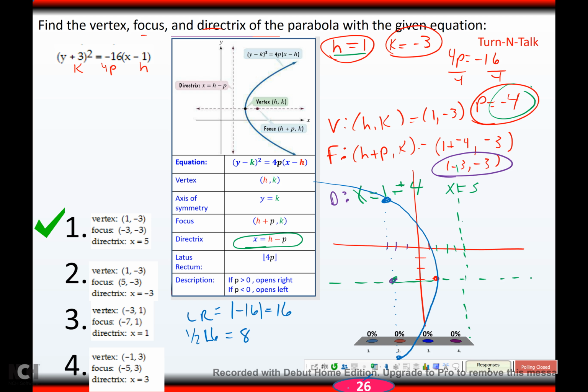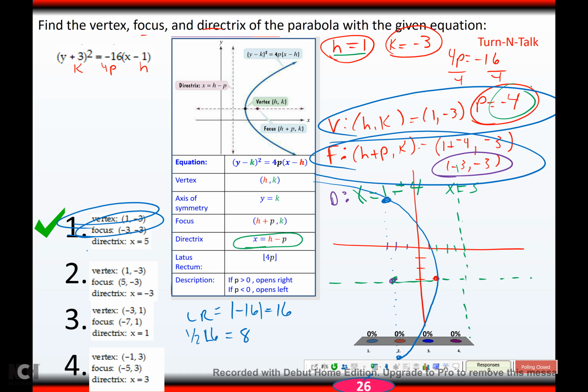Okay, I know we didn't have to graph, but there's your vertex. There's your focus. And there's your directrix. Okay?